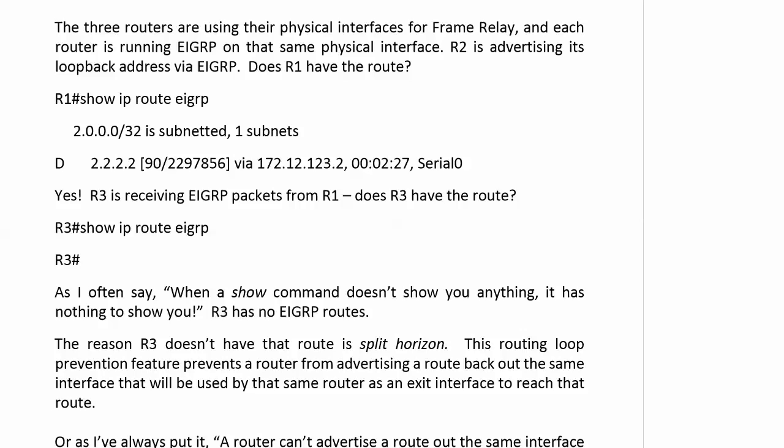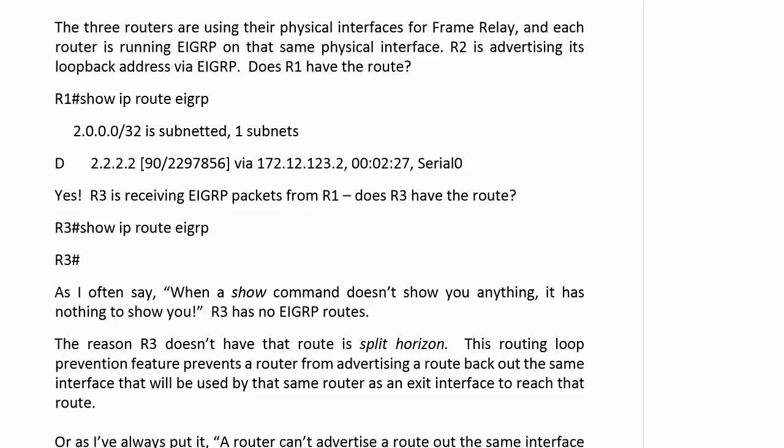But when I ran that same command on router 3, it doesn't have the route. I ran show ip route eigrp, and all it did was drop me to the next line. And as I hate to say sometimes, when a show command doesn't show you anything, it has nothing to show you. R3 doesn't have that route, and you would certainly think that it would.